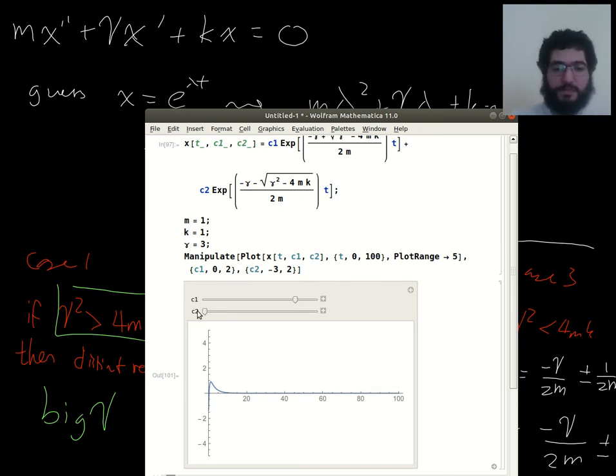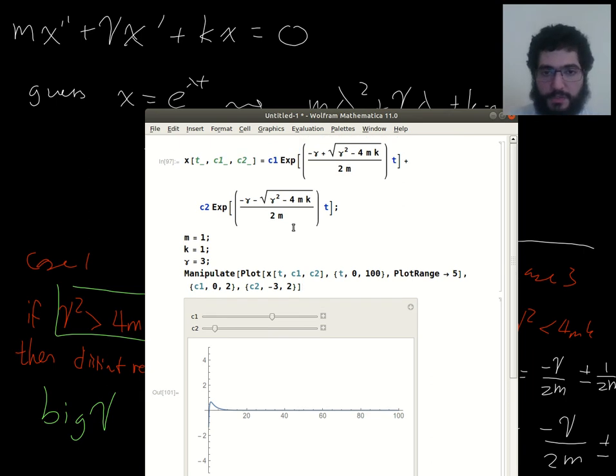So C1 and C2 are not very easy to interpret, or what they physically mean, because they're related to the initial conditions, like the initial position and initial velocity of the spring, but it's not obvious how. So it would be nice to replace this picture by one where, as I manipulate the bars here, I'm actually directly controlling the initial position and the initial velocity of the mass. So there is a way to do that.